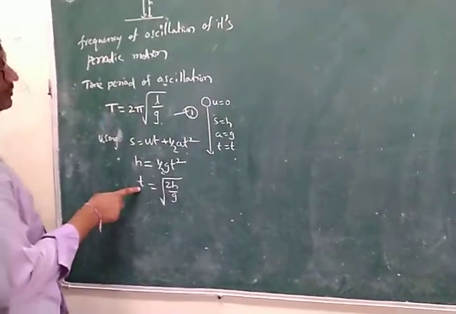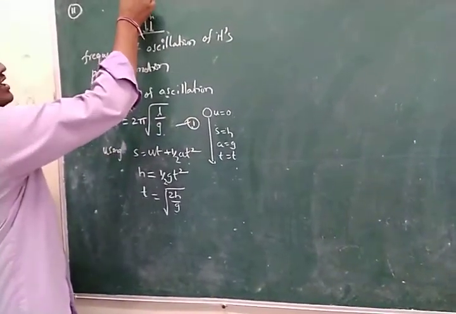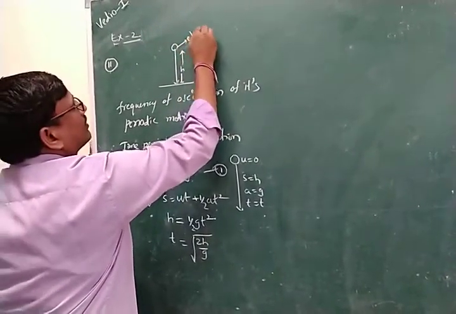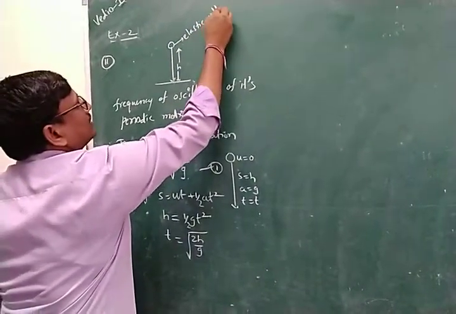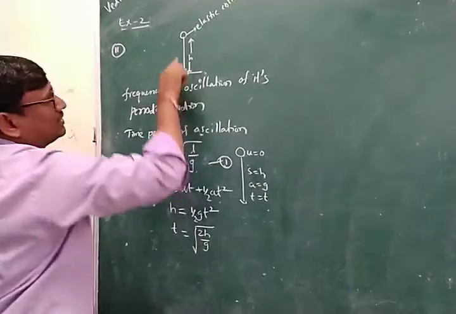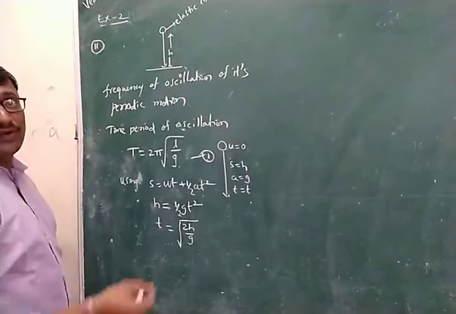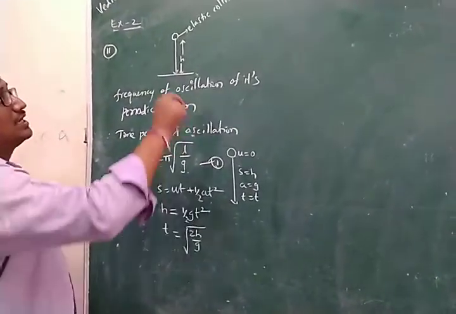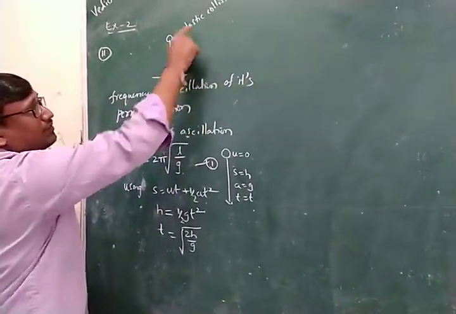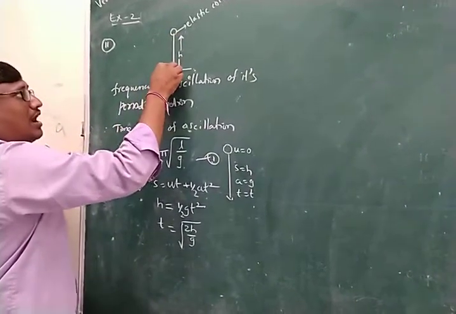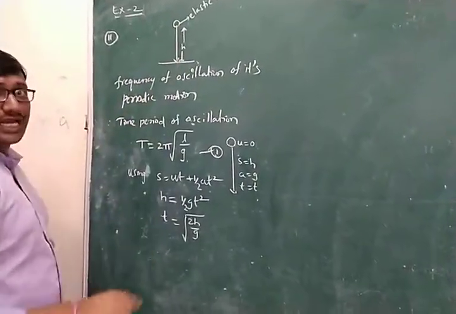But here the motion is an elastic collision. Elastic collision means the total time, that means the time of flight. The time of flight is nothing but time of ascent plus time of descent. But here the body is only dropped from the height to the ground, that is only the time of descent.